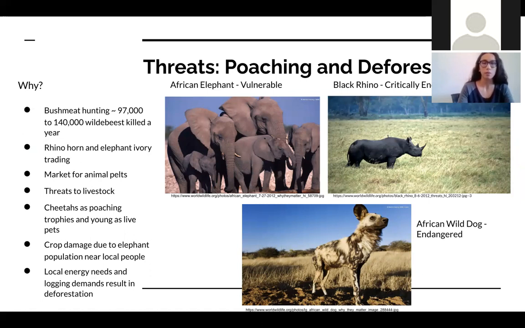Other reasons are to confront a resource issue facing humans around the perimeter of the national park, as African wild dogs are threatening livestock and nearby elephant populations are causing crop damage. Deforestation is also damaging the ecosystem as local energy needs and logging demands are increasing. While these impacts are felt by all species in the Serengeti due to the cohesive characteristics of the ecosystem, the animals that have been most impacted are the African elephant with the vulnerable status, the black rhino, which is critically endangered, and the endangered African wild dog.